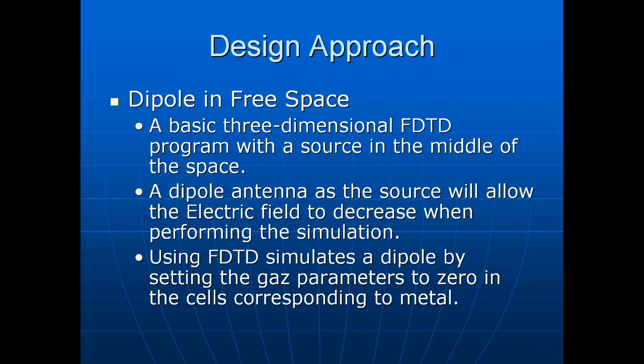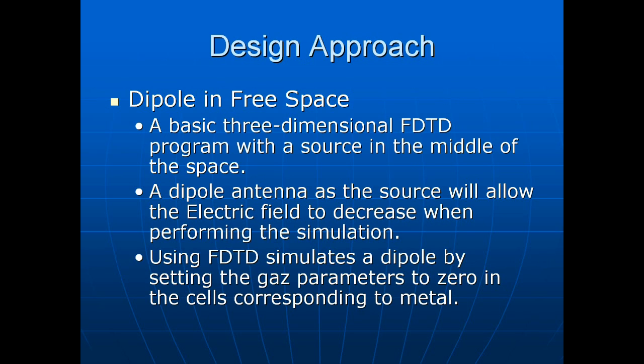The design approach for the dipole in free space simulation is basically a basic three-dimensional FDTD program with a source in the middle of the space. In this three-dimensional simulation, the electric field will start to decrease as the square of the distance as it propagates out from the point source. This makes it very difficult to see this effect in action. However, by using a dipole antenna as the source, I can see the electric field decrease when performing the simulation.